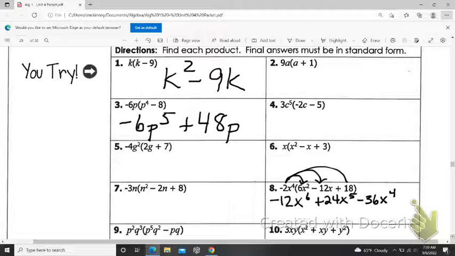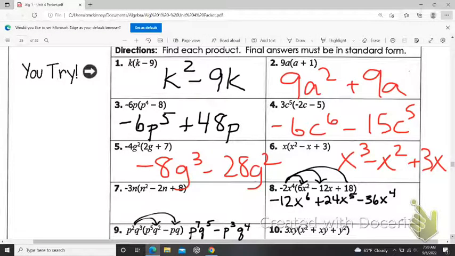So for instance, number 9 then would be p to the 7th, q to the 5th, so I added my p's, I added my q's, minus p to the 3rd, q to the 4th. And again, the directions say in standard form, but all these that I worked through were already in standard form, so they were fine just in the order that they were given. Okay, try a few more of those.